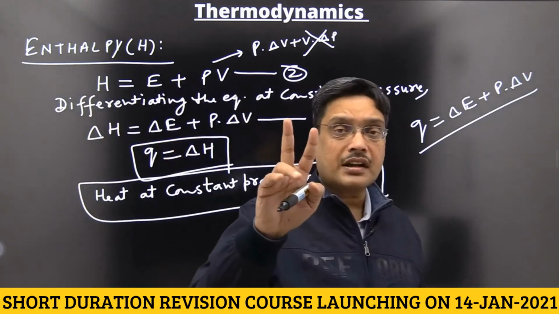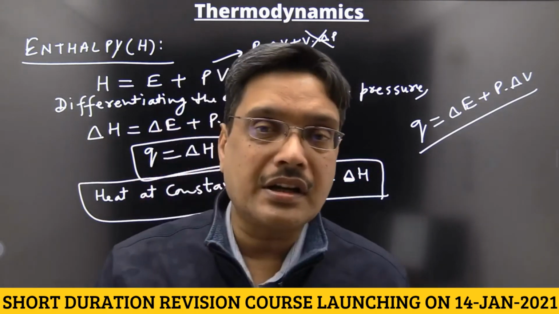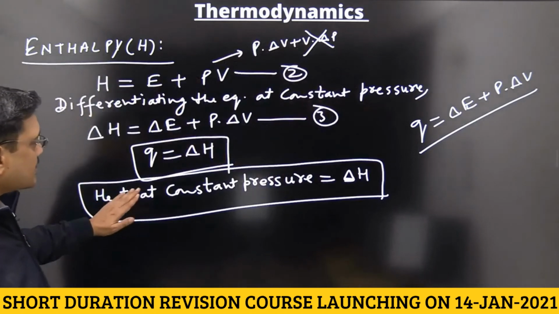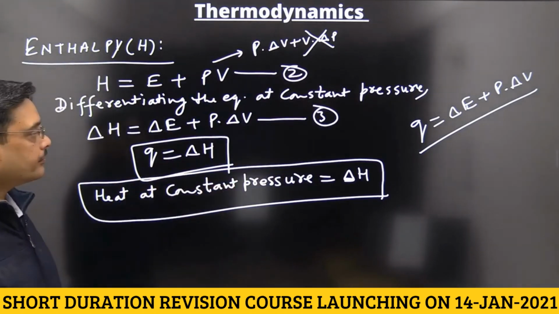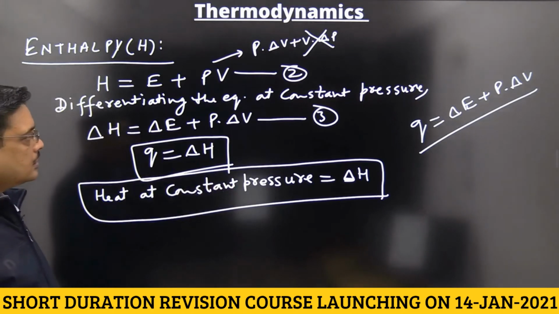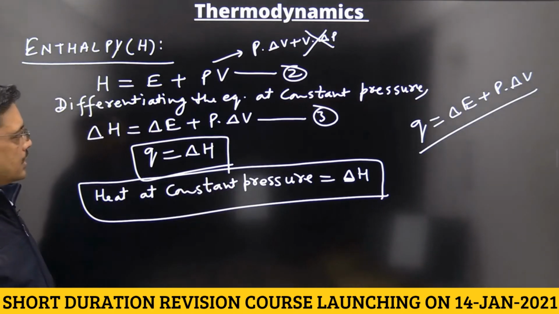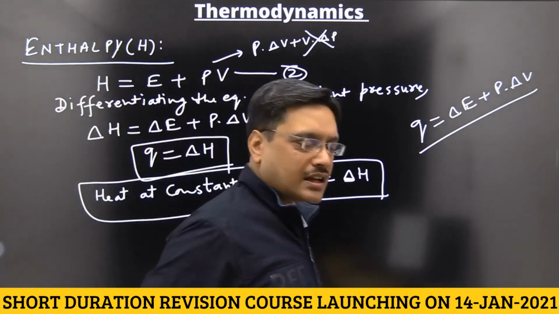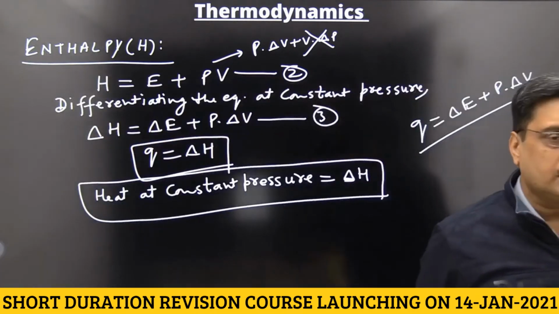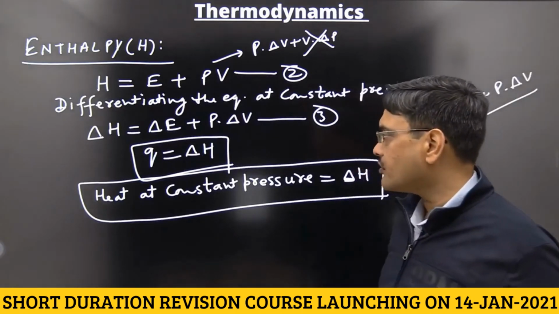E can also be written as U. So heat at constant pressure is delta H, heat at constant volume is delta E. Clear? So in the question, if heat at constant pressure is given, it means delta H is given. If heat at constant volume is given, it means delta E is given.